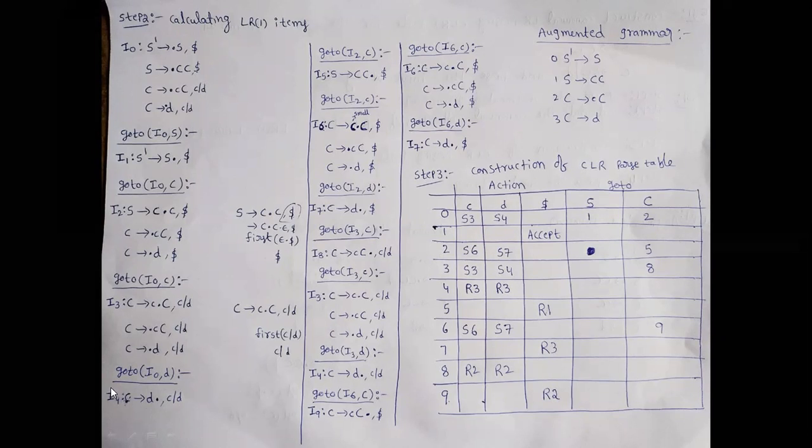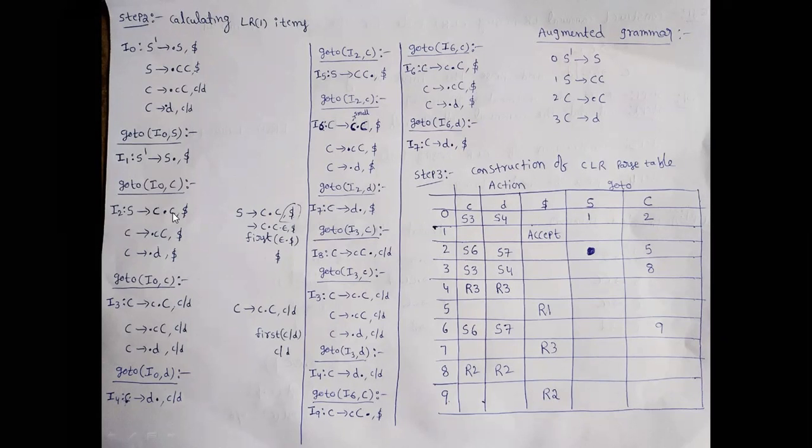Then we are naming the new state, that is I4. Then we are applying the goto function on I0. Next considering I1. I1 is considered a final item. Why? Because the dot is placed at the end of the production. So that is the final item, so no need to apply the goto function on I1. Coming to I2 again.